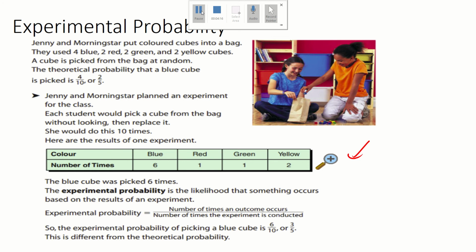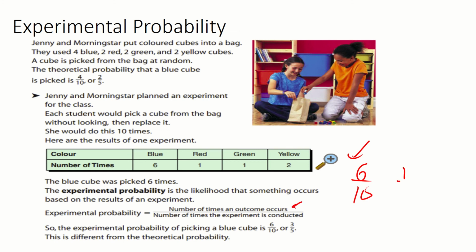So basically, experiment, okay, back to this, all right? So here, my experimental probability of blue is 6 out of 10, because there are 10 experiments done, but I had blue 6 times. 1 out of 10 for the red, 1 out of 10 for the green, and 2 out of 10 for the yellow. So my highest probability in this experiment was the blue. My second was the yellow, and red and green each had only 1.